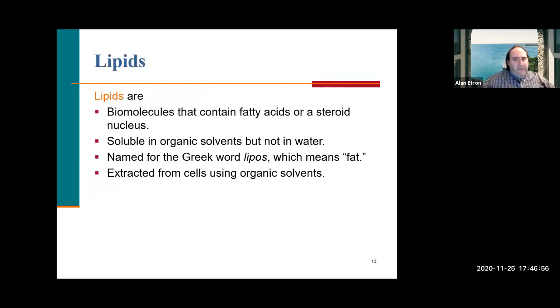So first off, lipids are biomolecules. They contain fatty acids or a steroid nucleus, which we'll take a look at in just a second. They are soluble in organic solvents, and they're named as sort of fats. They're extracted from cells using organic solvents. They're part of cell membranes and stuff of that nature.